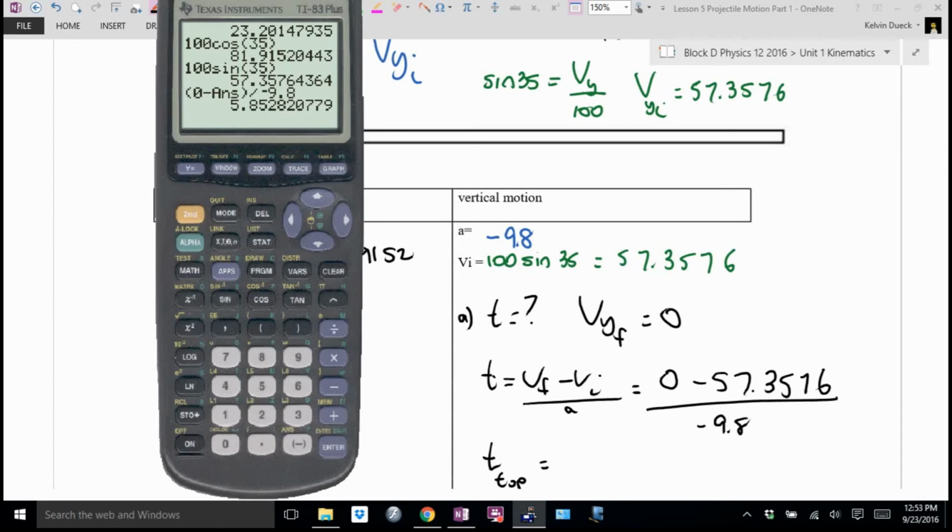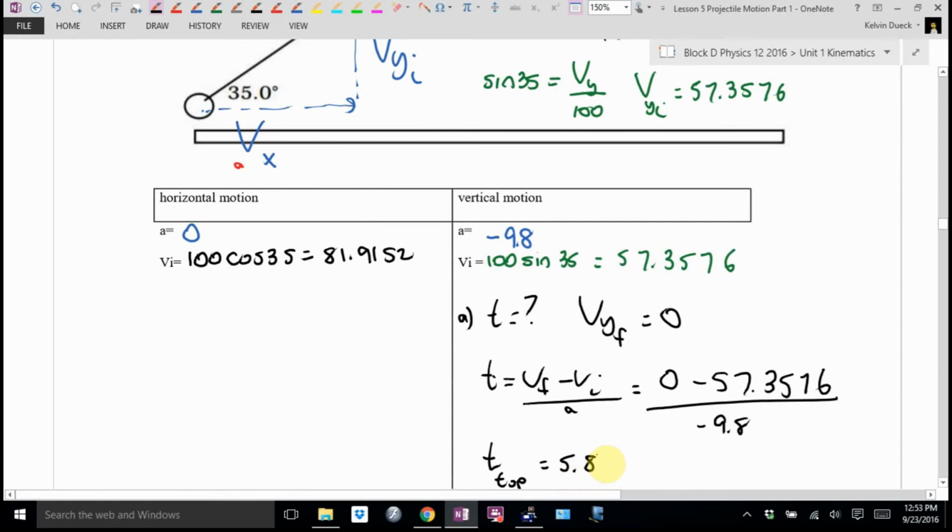To get to the top, it's going to take 5.85282. You know what? On the off chance that I'm going to use this, I'll write it first to like 5 sig figs, but then since this is an answer, I'll round off to 3 for my final answer. So I'm going to go 5.85282. But really, that's going to be 5.85 seconds. Cool.